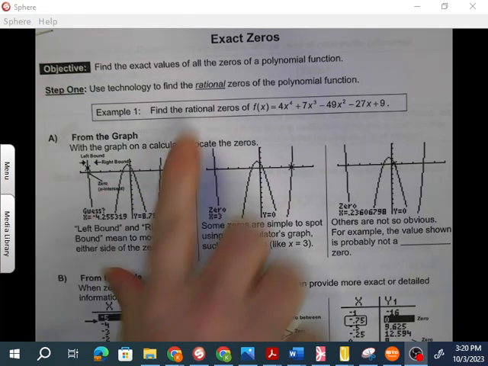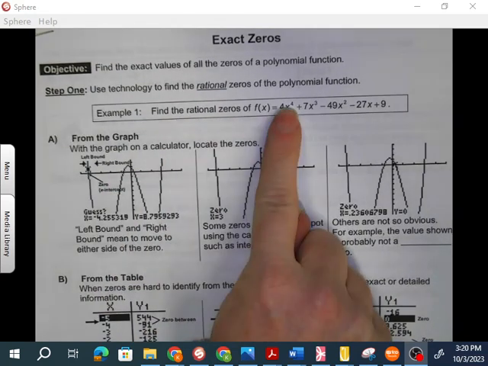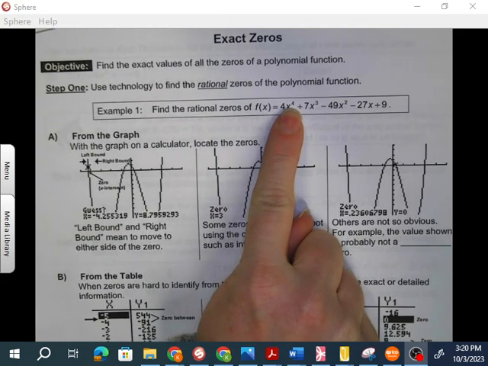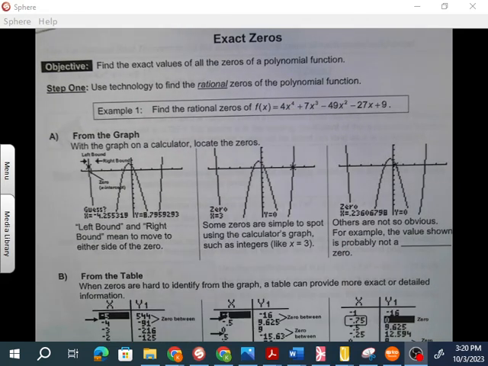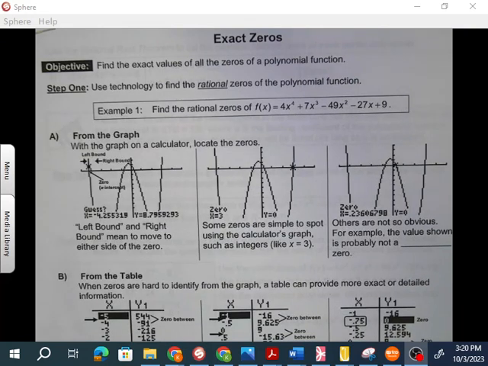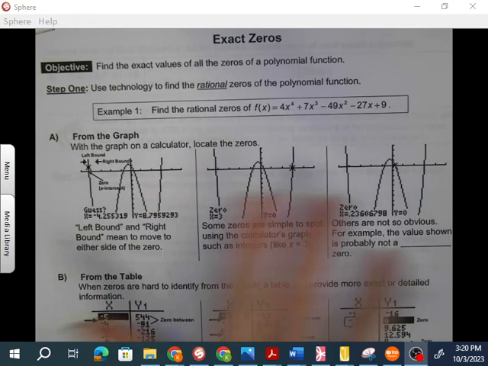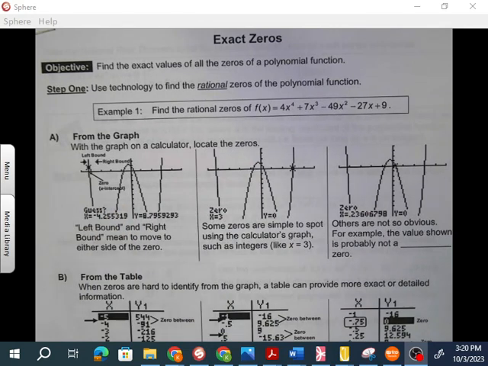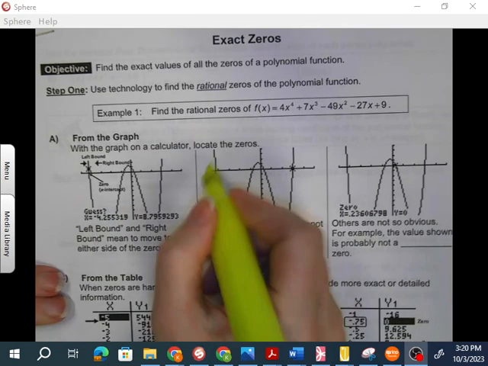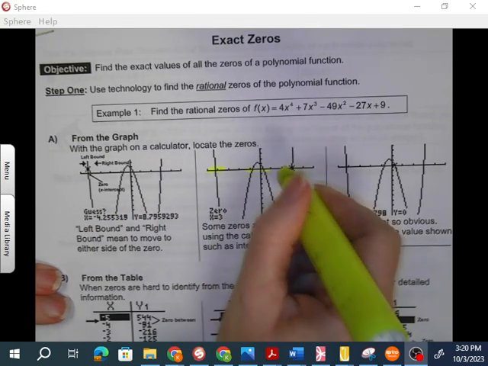So this polynomial function that they give me right here is to the fourth degree. So how many zeros should it have? 4. It should have 4 because it's to the fourth degree. So I can plug it into my calculator, and I can look to see if there are all 4 zeros. Now, they've already done that, so they put the picture right here. So I can see there are 4 zeros. There's one right here, here, here, and here.